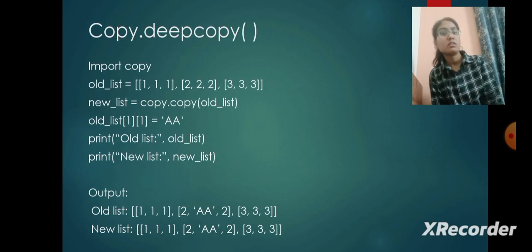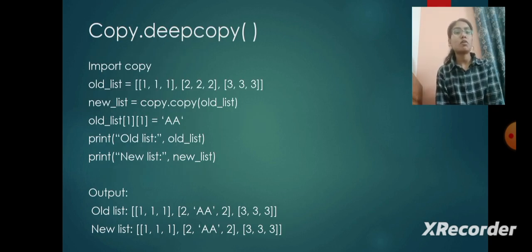And we can move towards deep copy and we can see the example. Import copy, old list equal to a list that includes three sublists, and new list equal to the deep copy of old list. Print old list in the second line, and print new list in the third line, and we get the output as 1, 1, 1, and here we are getting the new list inside the old list.